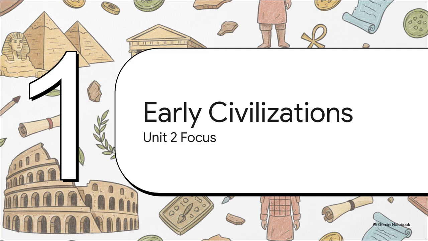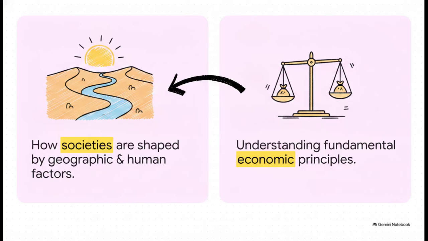Section 3, Early Civilizations. This is where we hit Unit 2. So in this 9-week unit, we use ARO standards to look at a really fascinating dynamic: geographic and human factors versus economic principles. We're going to see exactly how societies influence and are influenced by the physical world around them. Like, how does living right next to a massive river change the way you trade? Or how does a harsh desert shape your technological development?